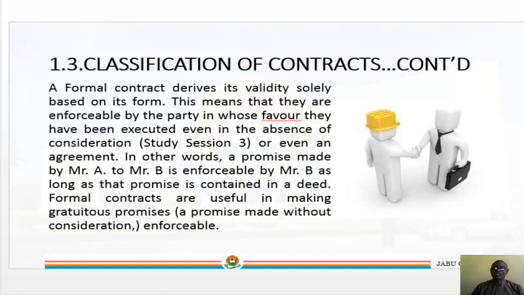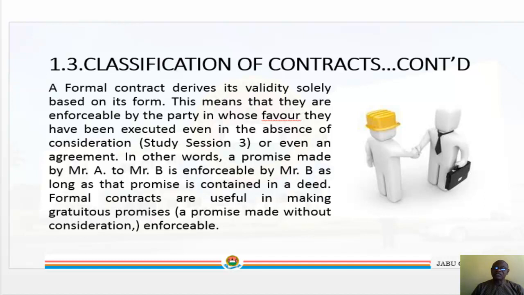I am still continuing classification of contracts. A formal contract derives its validity solely based on its form. This means that they are enforceable by the party in whose favor they have been executed, even in the absence of consideration, which will be discussed in study section 3 fully, or even an agreement.